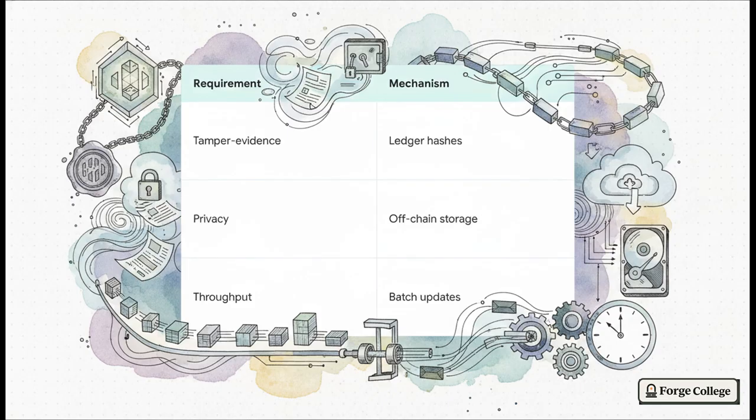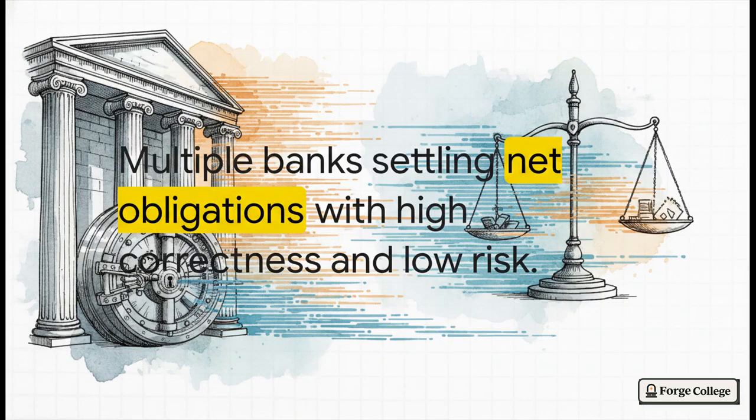Pretty cool, right? Now, test number 2 brings us into the incredibly high-stakes world of interbank reconciliation. Picture multiple banks meeting to settle net obligations. The requirements here are intense. We're talking high correctness, low settlement risk, a massive need for a consistent shared state, and extremely tight performance constraints.